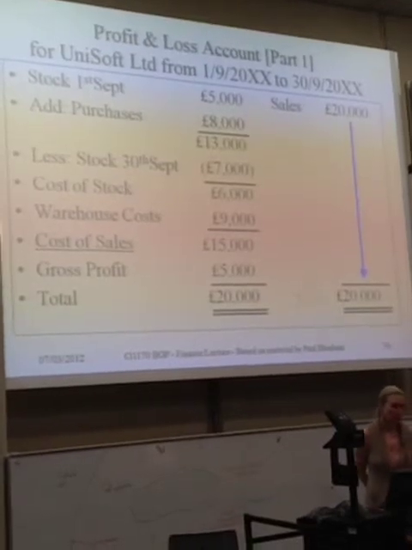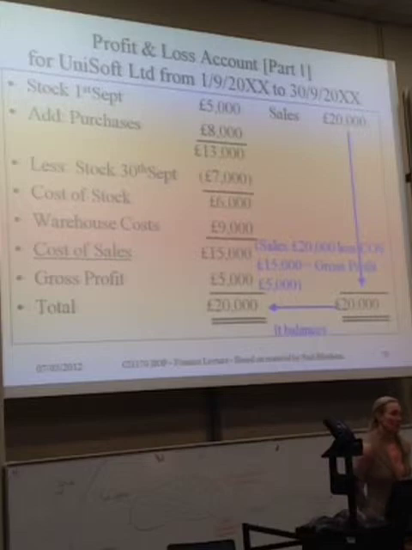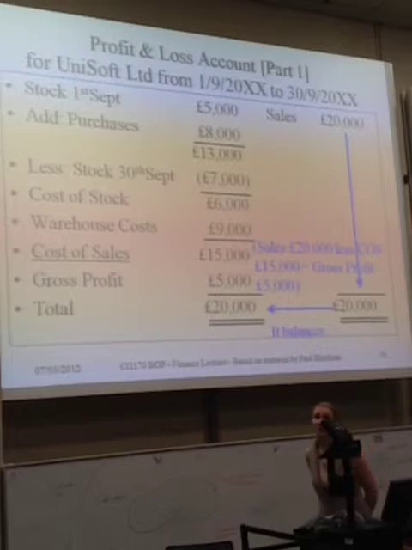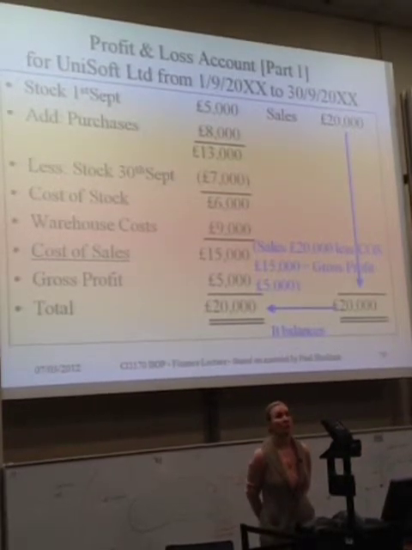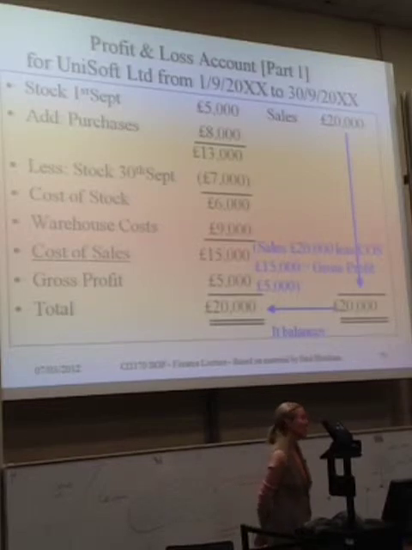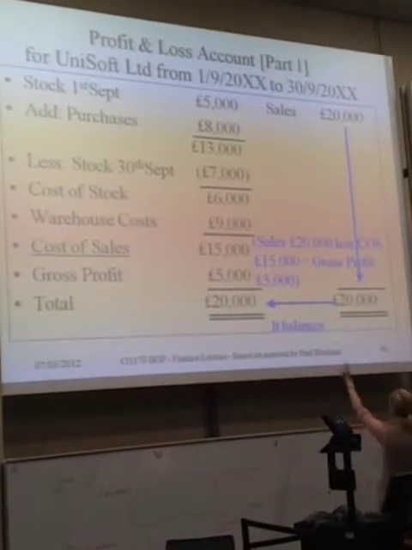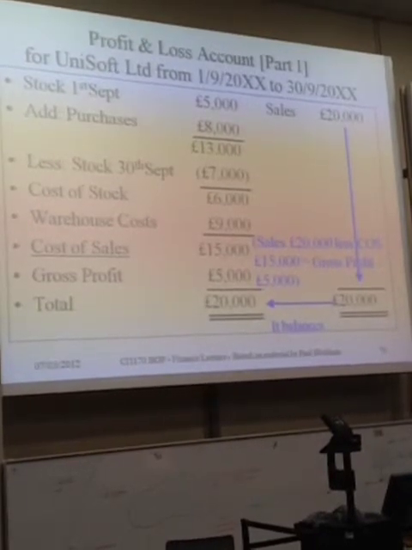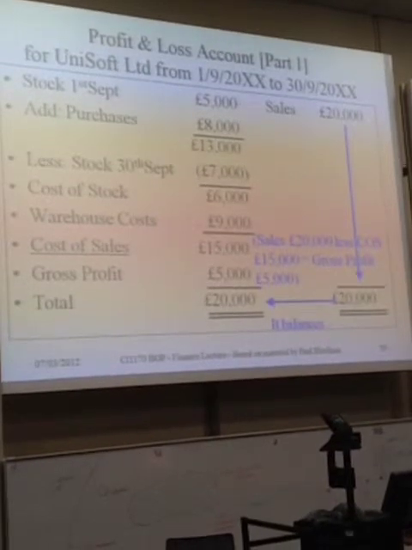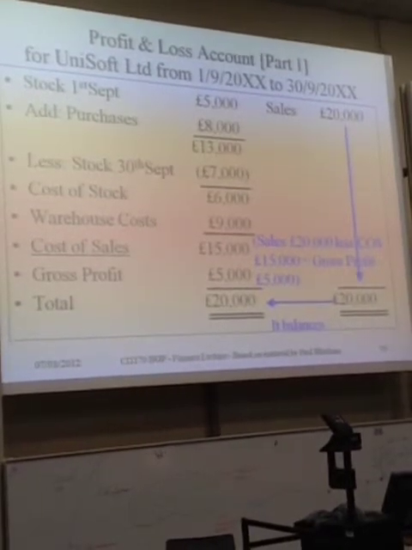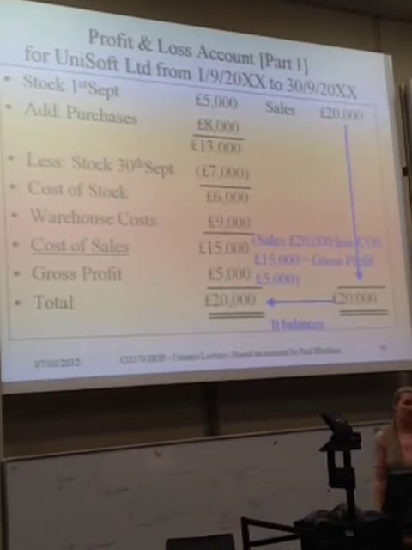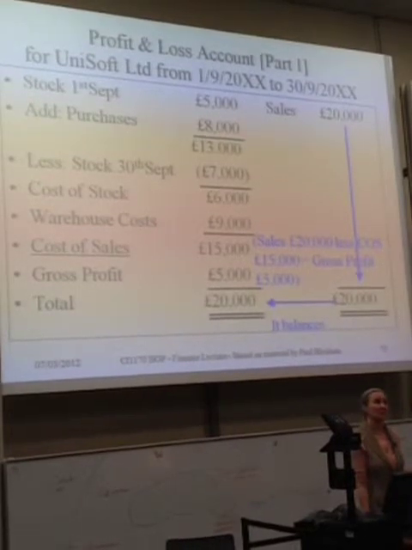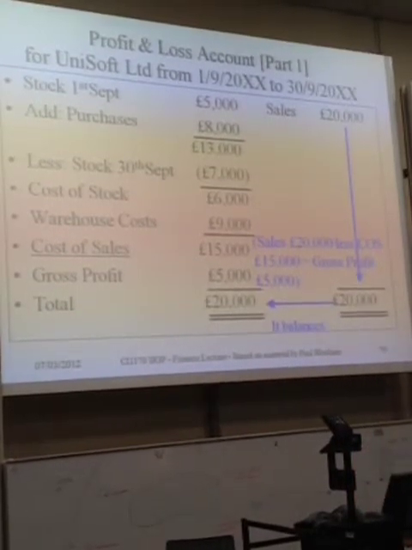So, the sales is always going to be the biggest figure that you've got. And the sales figure drops straight down to that top level. So if it's £20,000 on that side, it's going to be £20,000 on that side, and you can work your way up. Does that make sense? So you can find the missing balance, the missing figure. If we've got cost of stock of £6,000 and warehouse costs of £9,000 making 15, the difference between the 15 and the 20 is 5,000. That's our gross profit.